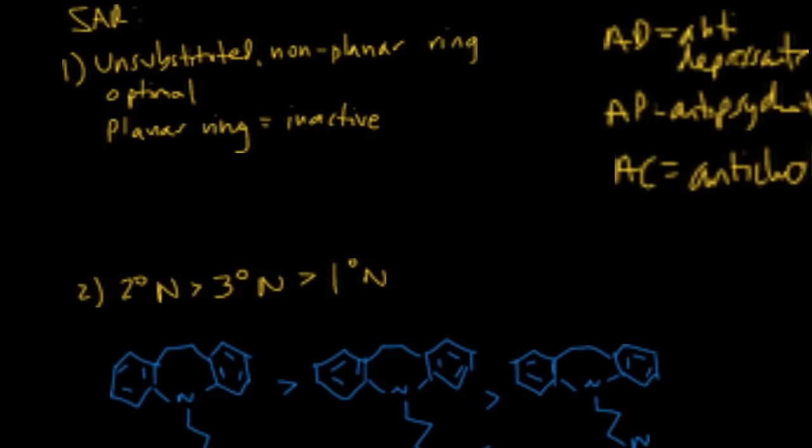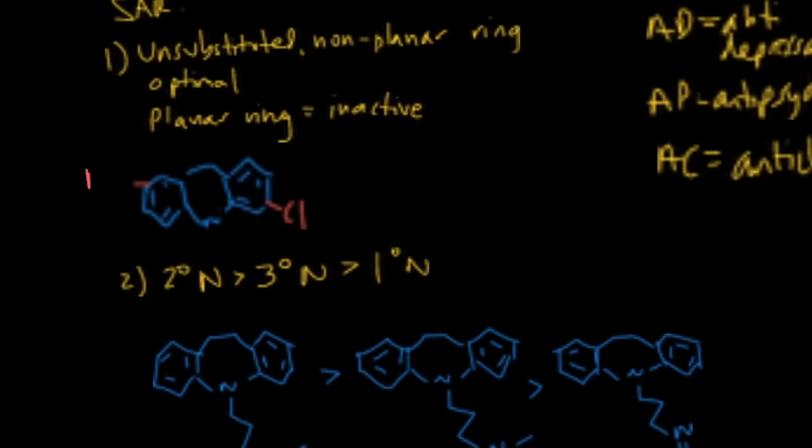Okay, so number one, first SAR, unsubstituted non-planar rings are optimal, and planar rings are inactive. So what that means is that if I draw, here's your 6-7-6 system. So, unsubstituted rings are optimal. So, you can't have any substituents on these rings. So, for example, you can't have a chlorine attached to the ring. You can't have a bromide attached to the ring. You can't have a fluorine attached to the ring. You can't have anything attached to the ring, or else it's not optimal.